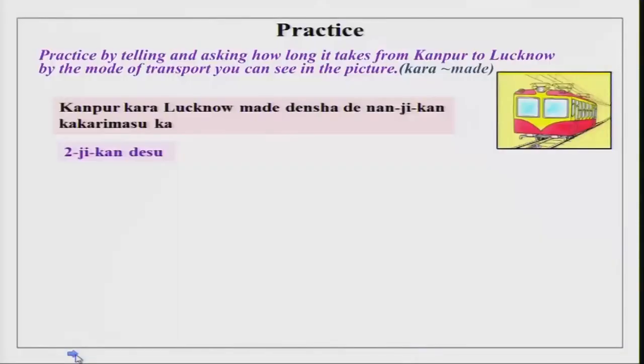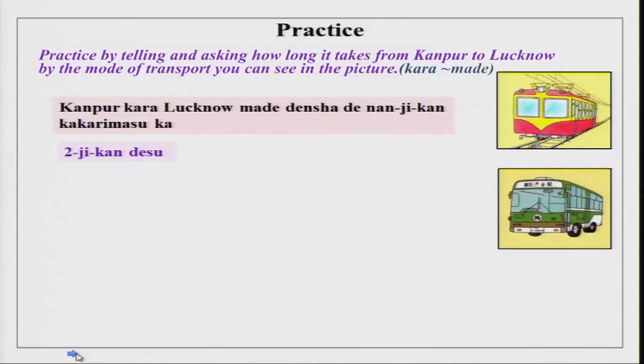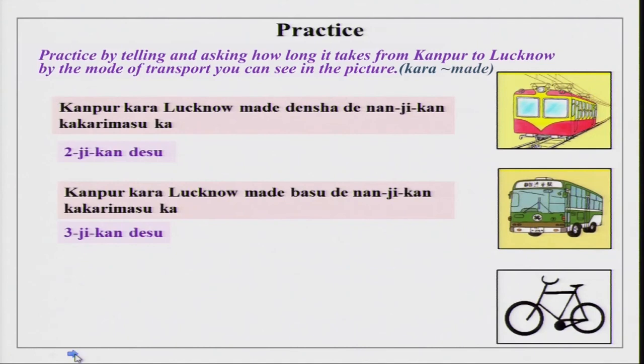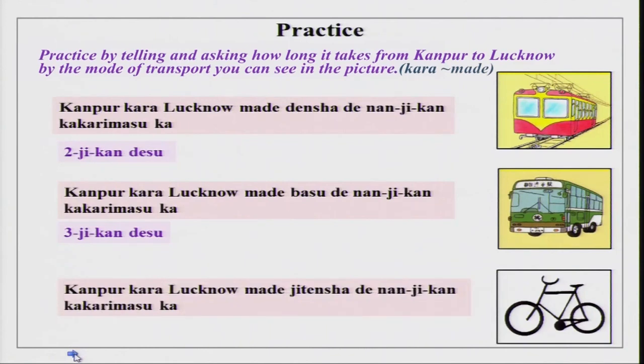Now, we have another picture for you. There is a bus here. Same question, Kanpur kara Lucknow made bus de nanjikan kakarimasu ka? Sanjikan desu. Then we have a cycle. So, jitensha, Kanpur kara Lucknow made jitensha de nanjikan kakarimasu ka? Of course, the fastest would be the train, then the bus and then the cycle. So, let us see how long it takes, rokujikan desu. So, this is how you could tell by what mode of transport how long it takes.